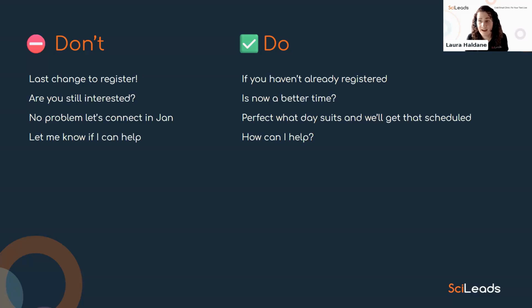Don't say, let me know if I can help. Say, how can I help? It's direct questions. Let me know, actually anything, doesn't really ever work. It's too passive, and it typically takes away from your question at the end.